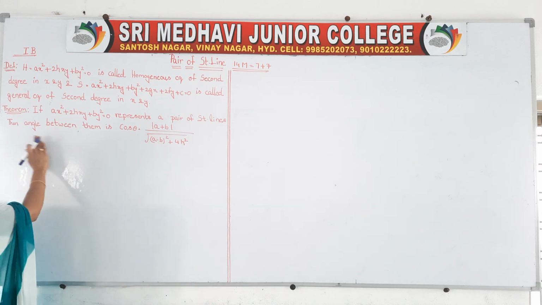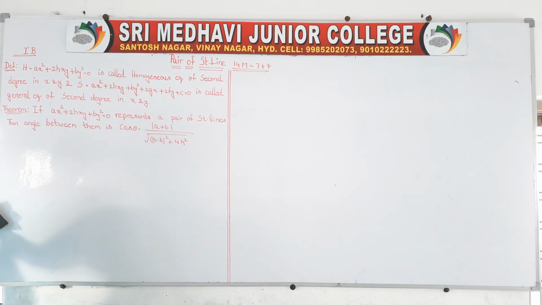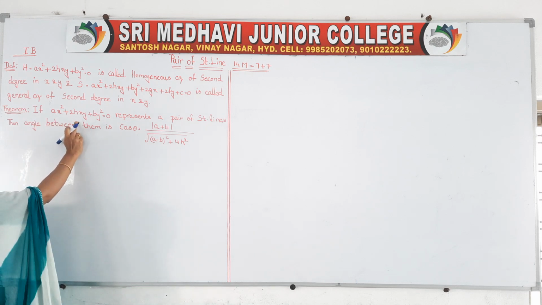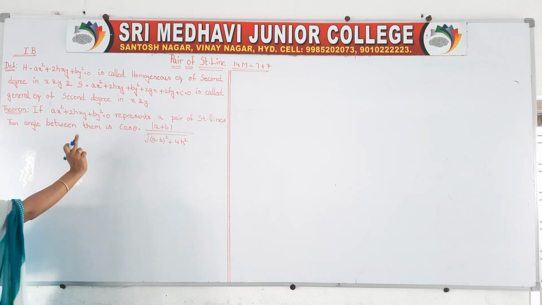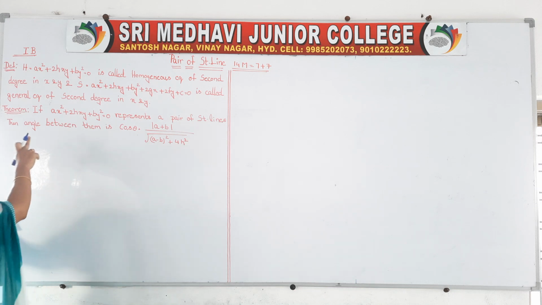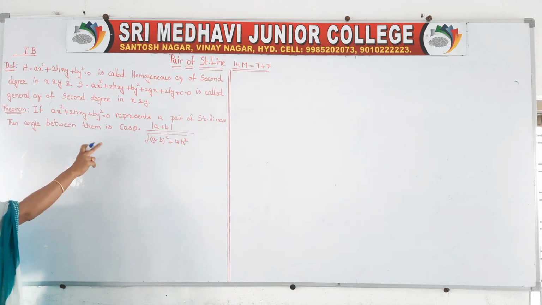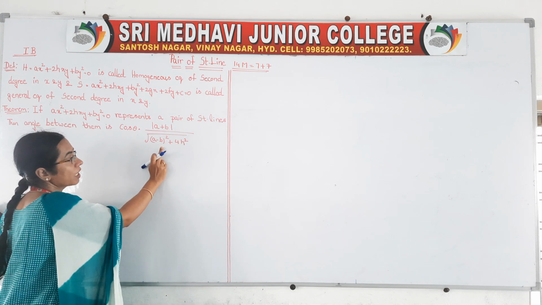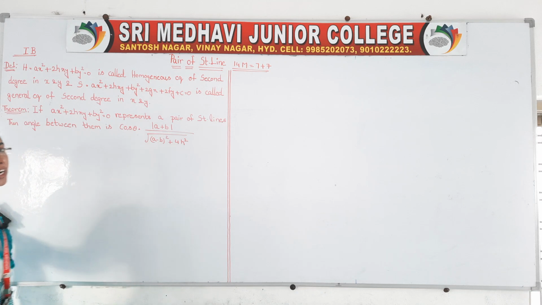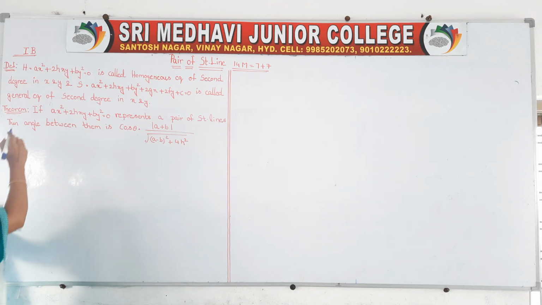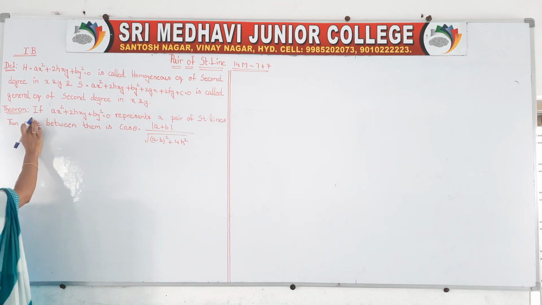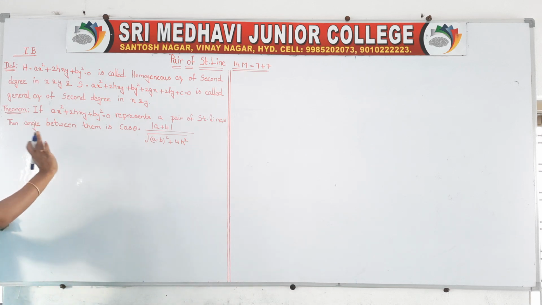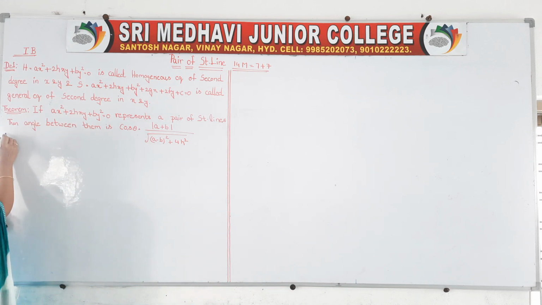Now we will prove one 7 marks theorem. Observe carefully. If ax square plus 2hxy plus by square is equal to 0 represents a pair of straight lines, then the angle between them is cos theta is equal to modulus of a plus b by root of (a minus b) whole square plus 4h square. This is what we have to prove. It is a very important theorem, the most repeated theorem for 7 marks. So come on, try to prove. Generally, for a theorem we have to start with the proof.